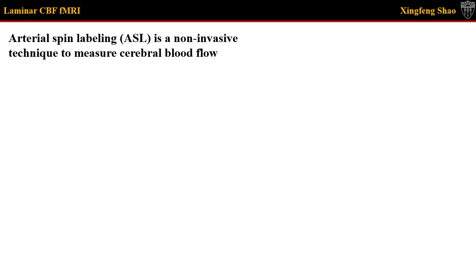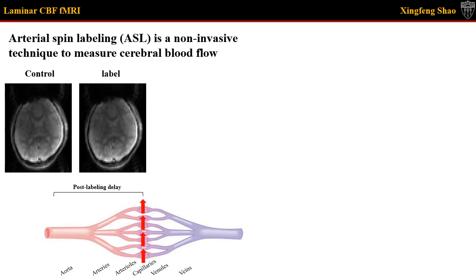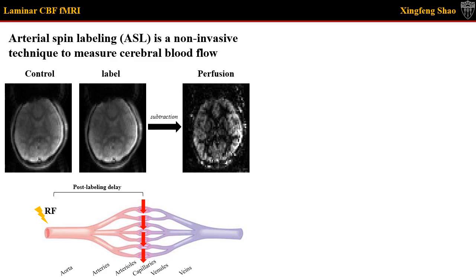So arterial spin labeling is a non-invasive technique to measure cerebral blood flow. An ASL scan starts with a control session. You can see the flowing blood come from the feeding aorta and go all the way to the capillary. And we repeat this scan again, but this time we invert the incoming blood in the feeding aorta with RF pulses. And after the same post-labeling delay, those inverted spins arrive in the capillaries. After a subtraction between the control and label images, we can get a beautiful perfusion map.